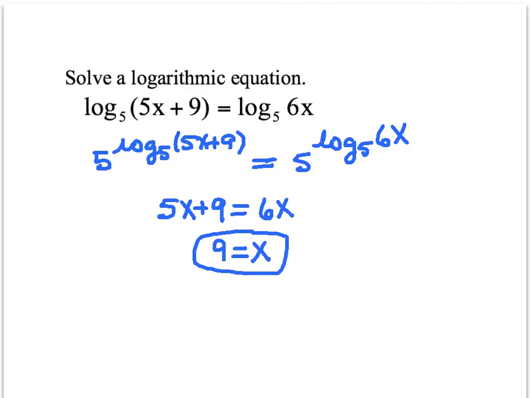Remember, we're not allowed to put negative numbers inside of our logarithms. Their domains are x is greater than 0. And so when I check 5x plus 9 and I plug the 9 in for x, I definitely get a positive number. And when I check the log base 5 of 6x and I plug the 9 in for x, I definitely get a positive number. And so my answer, x being equal to 9, is a good solution.